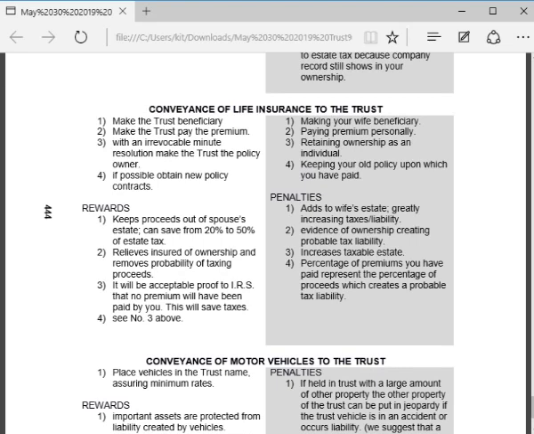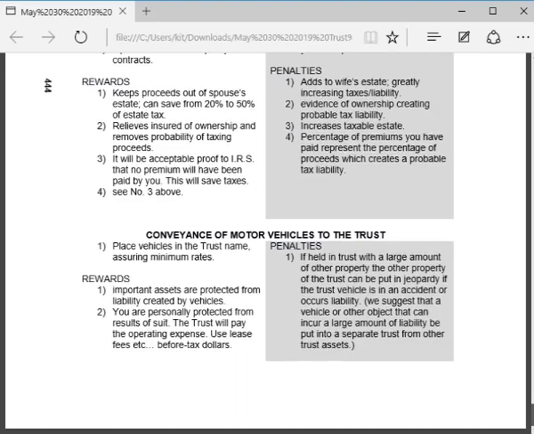Wrong way: 1. Making your wife beneficiary. 2. Paying premium personally. 3. Retaining ownership as an individual. 4. Keeping your old policy upon which you have paid. Penalties: 1. Adds to wife's estate, greatly increasing tax liability. 2. Evidence of ownership creating probable tax liability increases the taxable estate. 3. The percentage of premiums you have paid represents the percentage of proceeds that creates a probable tax liability.